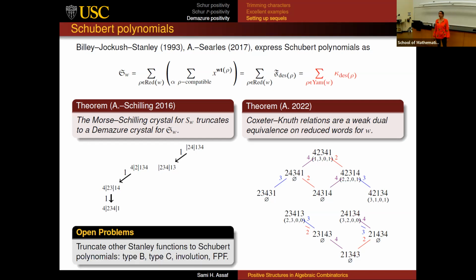Okay, well, there are other Stanley symmetric functions and they give you other Schubert things. So what about type B, type C, involution, fixed point free? Some of these are done. Talk to Zach, probably. He would know which ones are done and which ones are open. But we can truncate all of these structures that we have for the Stanley symmetric functions, and we can get positive statements about these Schuberts.